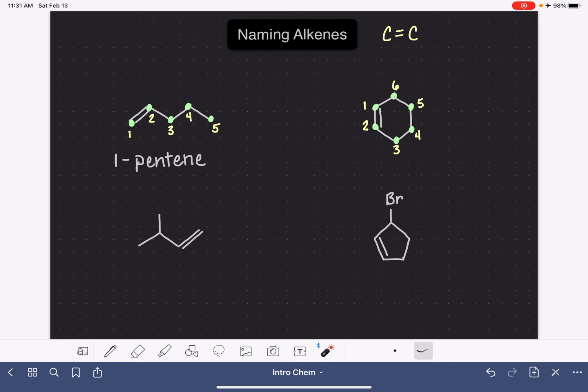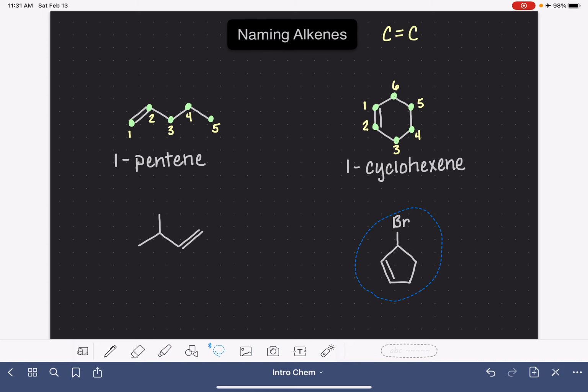First, we're going to say the location of the double bond. The double bond starts at carbon number 1, and that's what we use to indicate its location. And then we're going to modify the name of the parent chain. This is a 6-carbon cyclic molecule. If it was an alkane, we would call this cyclohexane, but because it's an alkene, we're going to change the ending to ene, 1-cyclohexene.